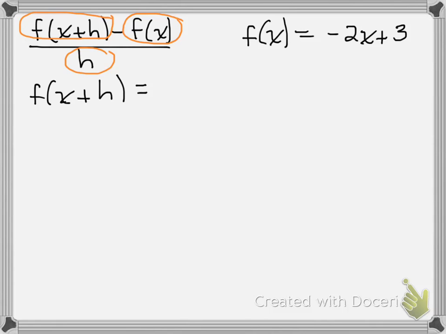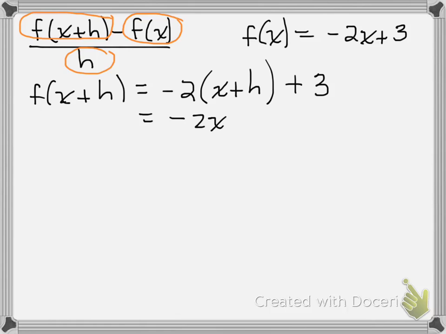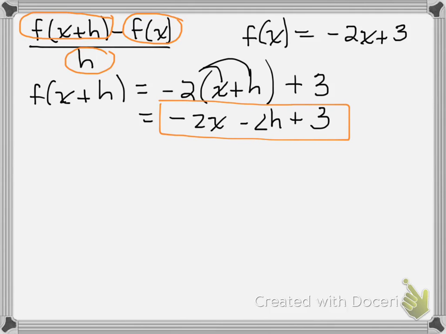And we do that by taking our original function, and wherever there's an x, we're going to substitute instead the x plus h, because we're actually taking x and adding some little number to it in order to get a new input. And let's simplify that. So we have negative 2x, and here I'm just using the distributive property, minus 2h plus 3. And that's f of x plus h. There's nothing we can do to simplify that anymore, so that's what we've got to work with.